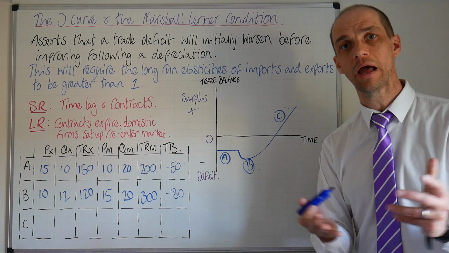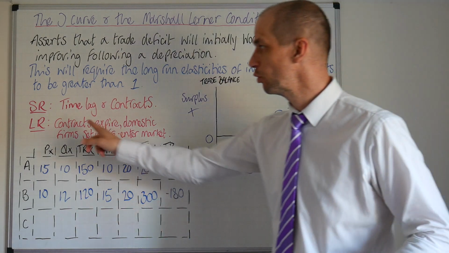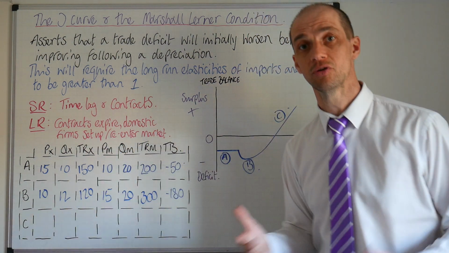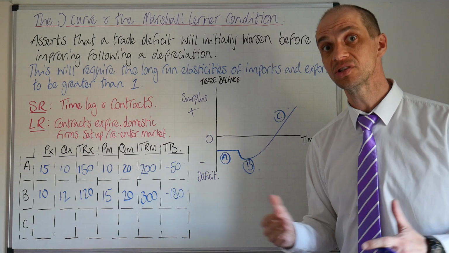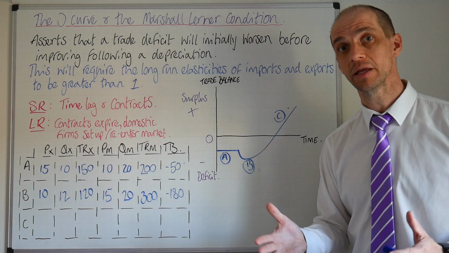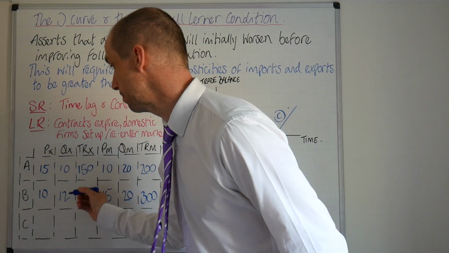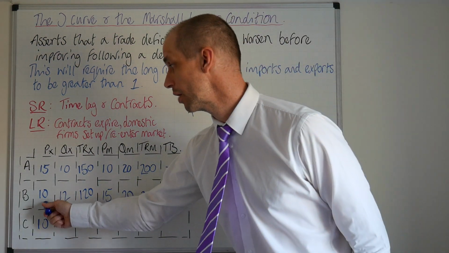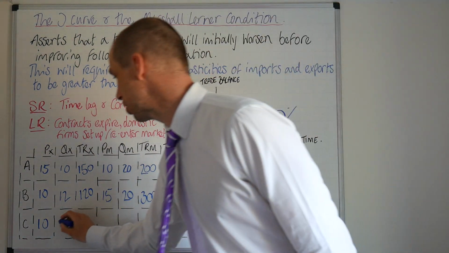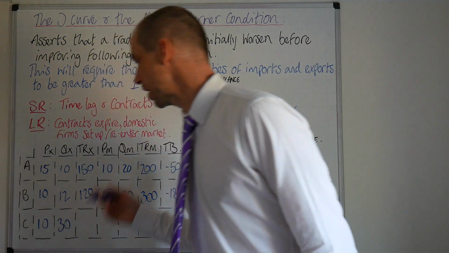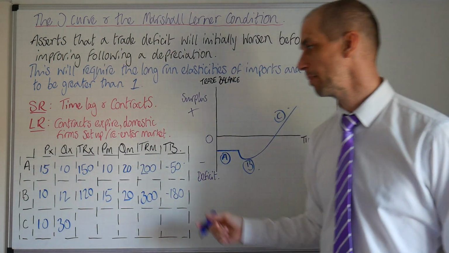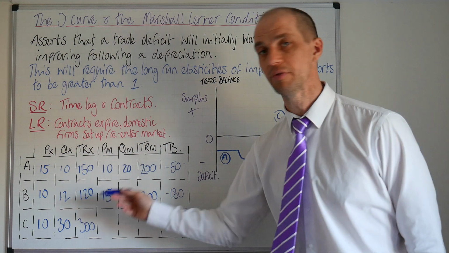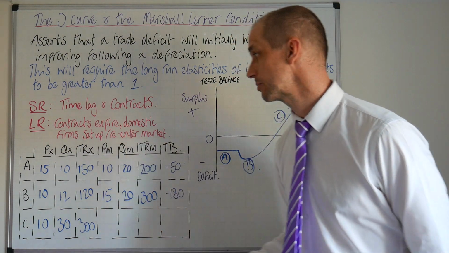Now the question is, what happens in the longer term? Of course, in the long run, contracts will expire. Domestic firms may set up and re-enter the marketplace, and as such we might benefit in the longer term from our improved price competitiveness. So if we consider now that we still have that price of 10, but demand has responded to that lower priced pound, now we can see there's a big improvement in the income that is being earned through our exports.